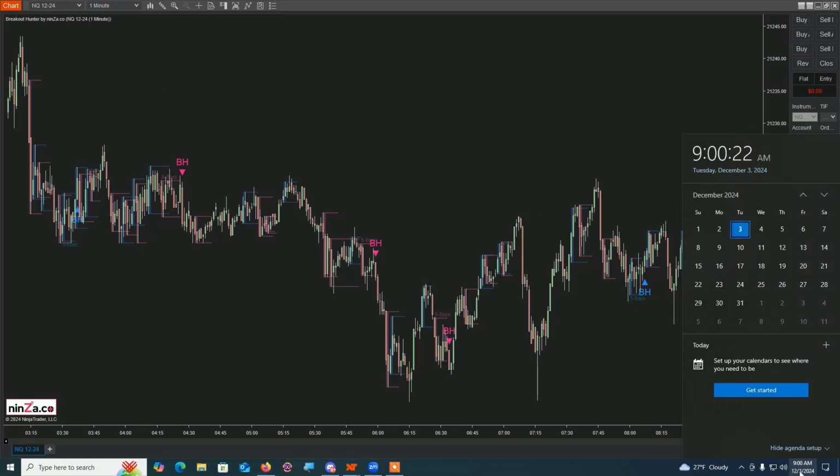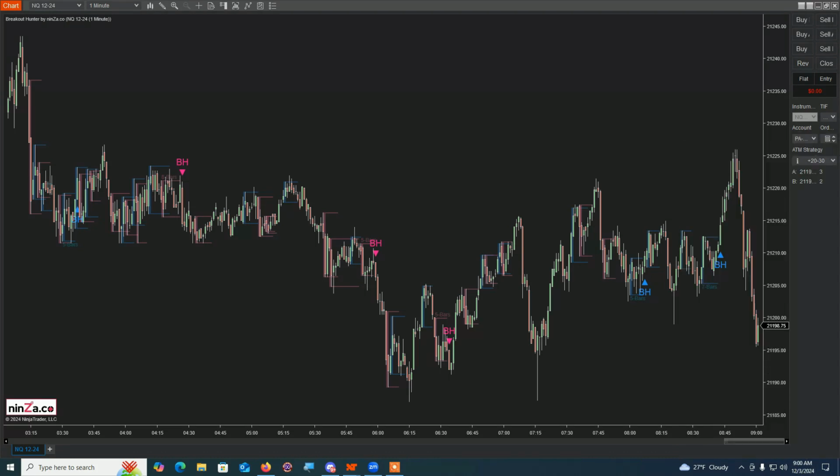Tuesday, about 30 minutes before US session opens, and today I will be featuring Breakout Hunter. This indicator identifies areas of accumulation and distribution, and based on that generates a long or a short signal once price confirms. It is based on Richard Wyckoff's theory of price movement.